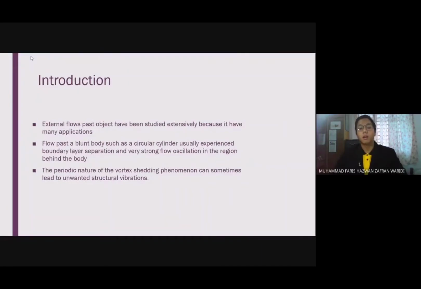In a certain Reynolds number range, a periodic flow motion will develop in the wake as a result of boundary layer vortices being shed alternately from either side of the cylinder. The periodic nature of the vortex shedding phenomenon can sometimes lead to unwanted structural vibrations, especially when the shedding frequency matches one of the resonant frequencies of the structure.